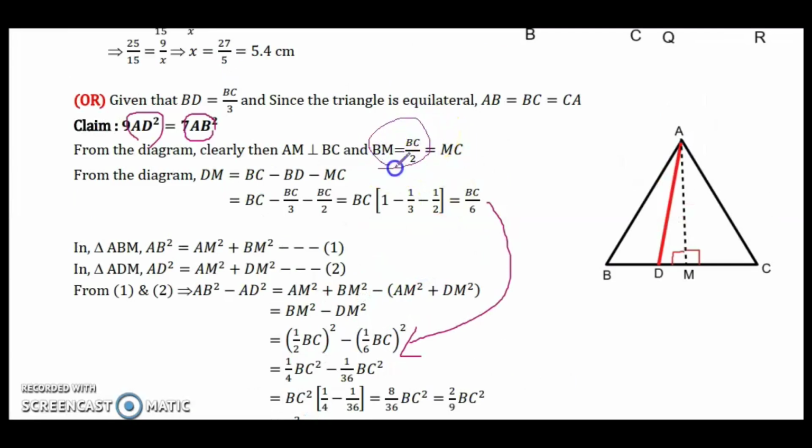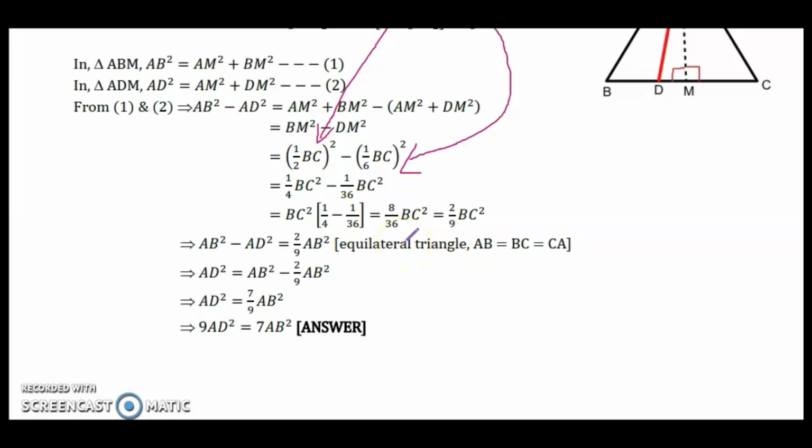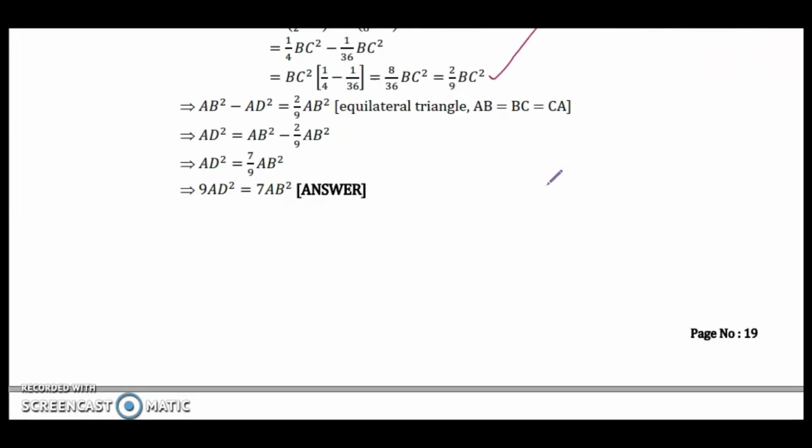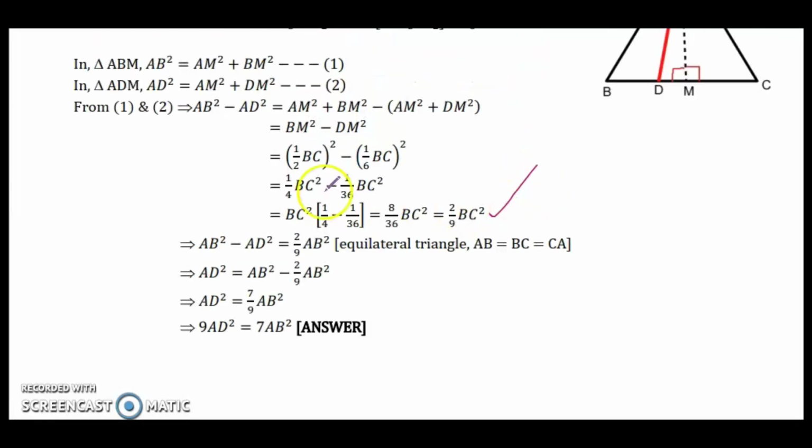What is going to be BM? BM is going to be BC by 2. Therefore, if we evaluate here, what happens? I am getting 1 by 4 BC square minus 1 by 36 BC square. By having some simple calculation, we are getting 2 by 9 BC square. Therefore, the left hand side equal to 2 by 9 BC square.